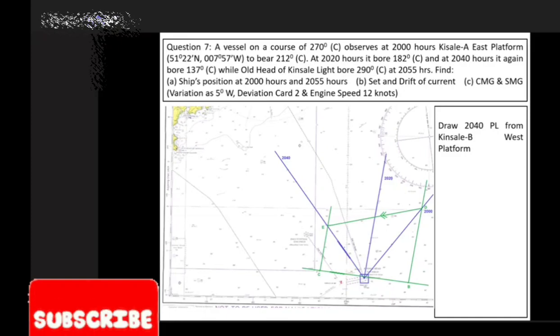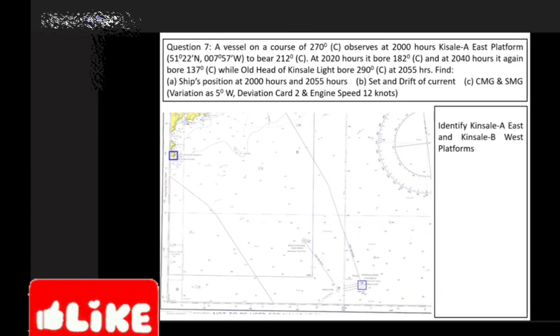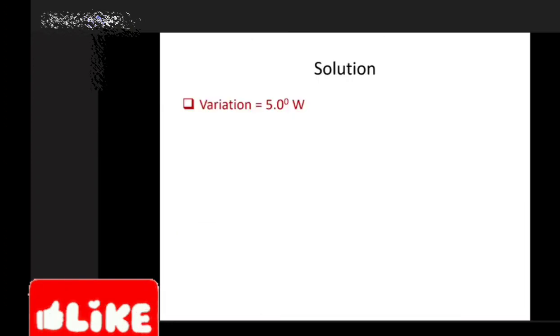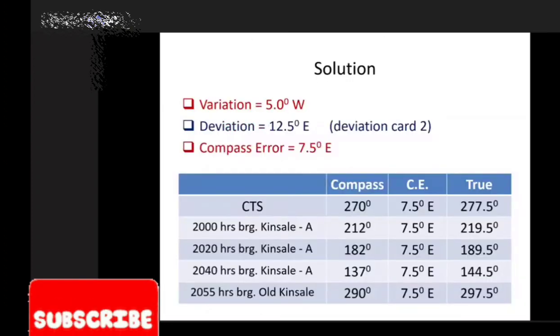What will you do? You'll convert all the compass bearings to true bearings and plot these bearings, right, guys? And this is the 2040 plot bearing. Likewise, you would have also corrected the 2055 PL. How much was the error yesterday? We got, I think, 5.5 degrees east. Am I right? Yes, sir. Bearings were here, the errors were here, no? Yeah, errors were here. 7.5, sir. So 2055 Kinsale was 297.5, right?